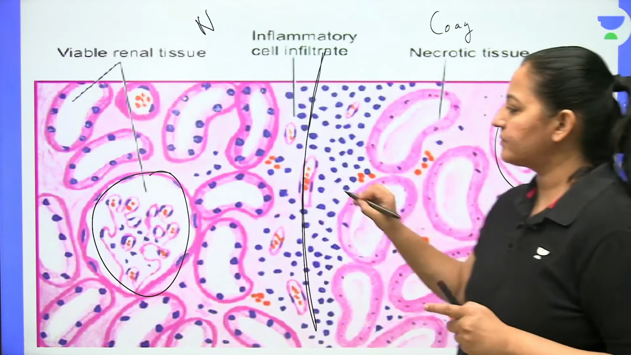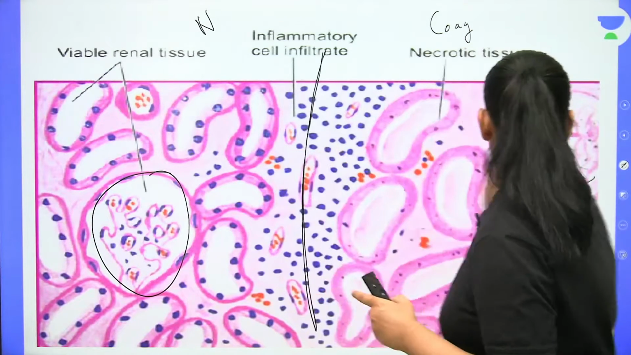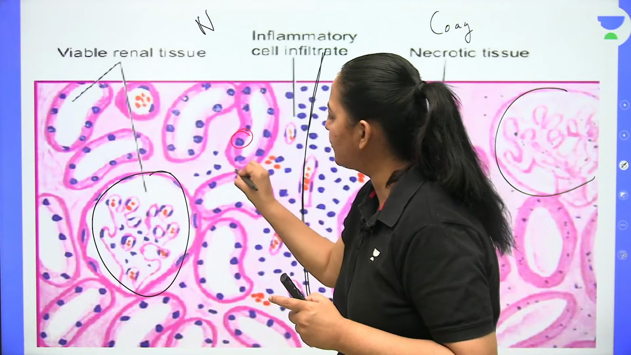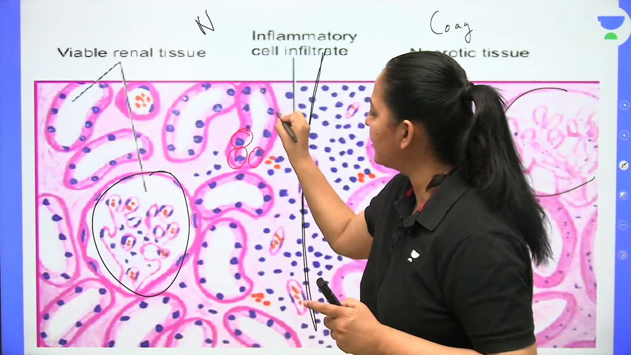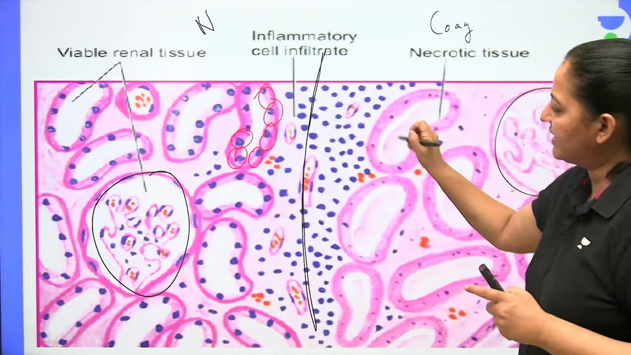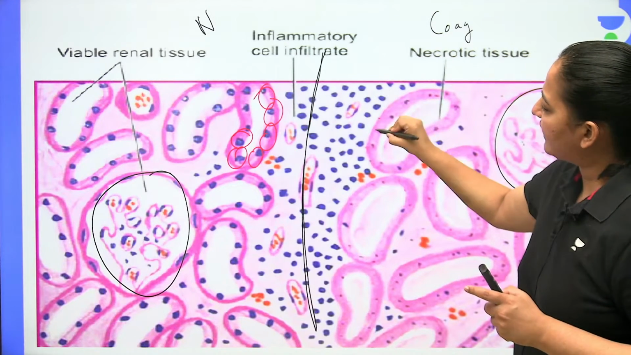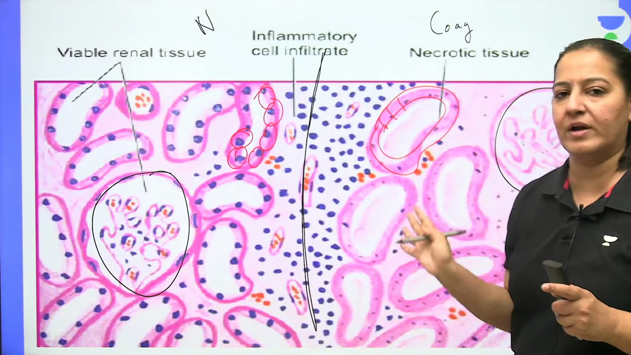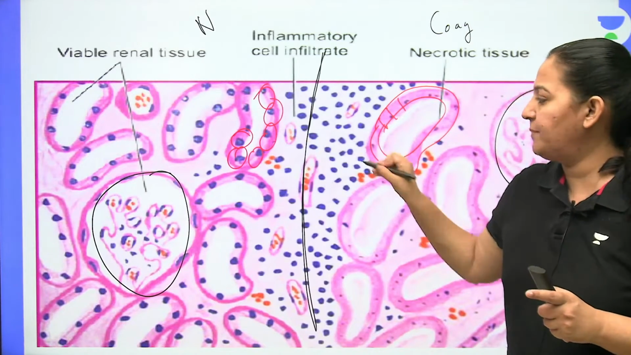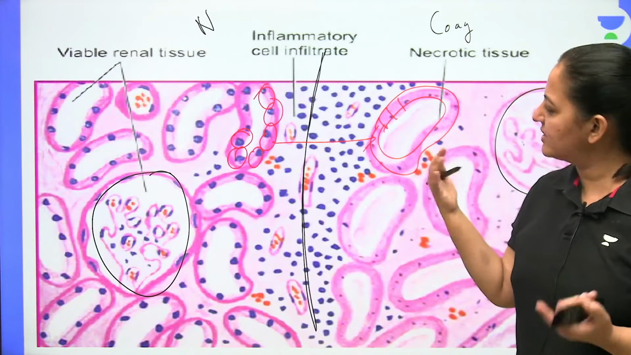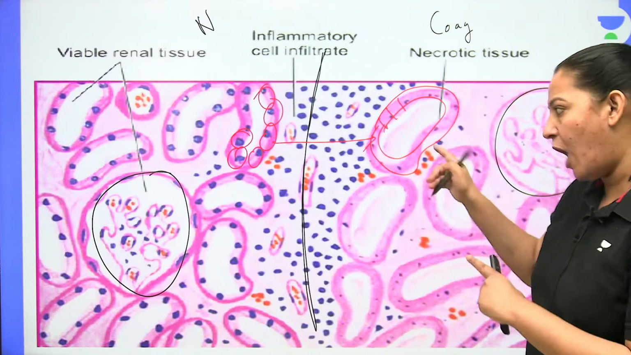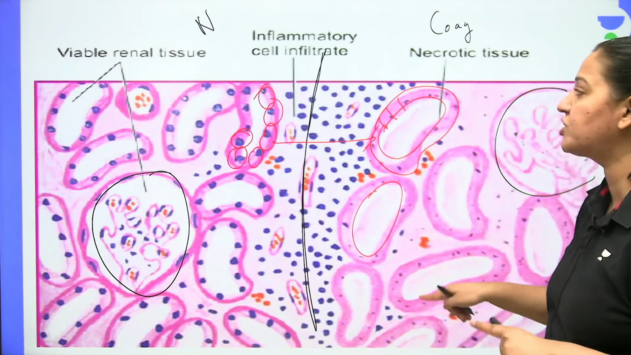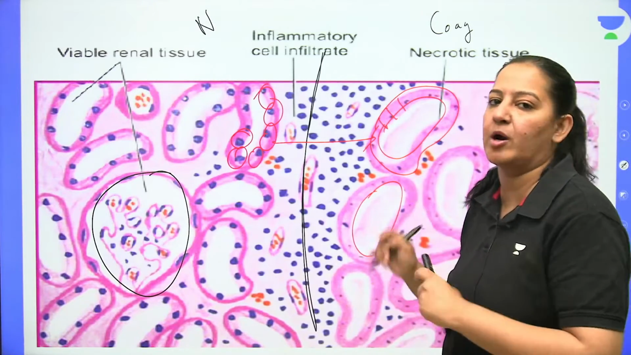Now compare. Let me draw a few cells here. The cells of the tubules have three things: outline, cytoplasm, nucleus. But here I can find only the outline. No cytoplasmic detail, no nuclear detail. The cytoplasm color is changed, it becomes light pink, and the nucleus is lost or becomes pyknotic. So only outlines are maintained, but inner details are lost. That's why it is known as ghost appearance, tombstone appearance, and it is the diagram of coagulative necrosis.